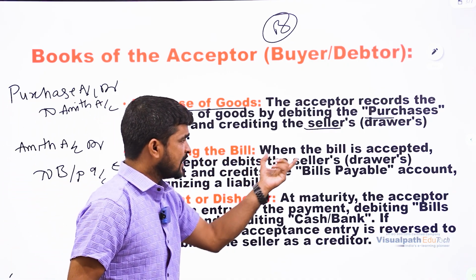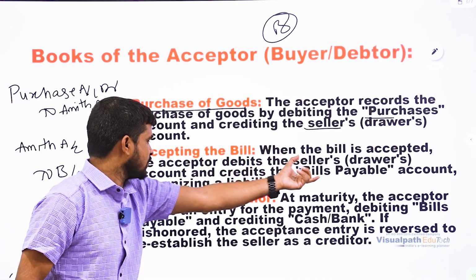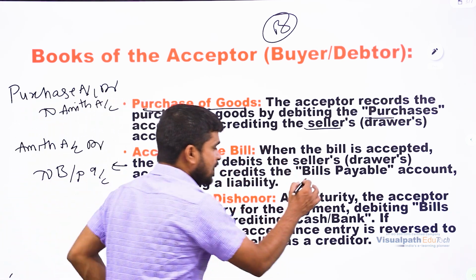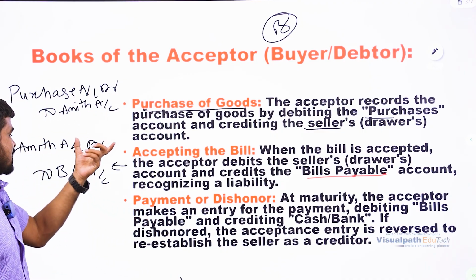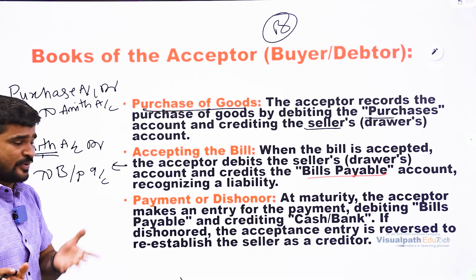Now the entry is the same: when the bill is accepted, the acceptor debits the seller, the drawer, and credits the bills payable account. That's the point I already mentioned in the journal entry: Amit account debit to bills payable account. In the place of drawer, I am taking the person's name, for example.